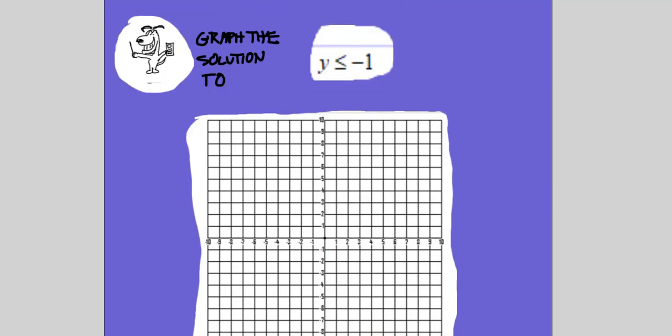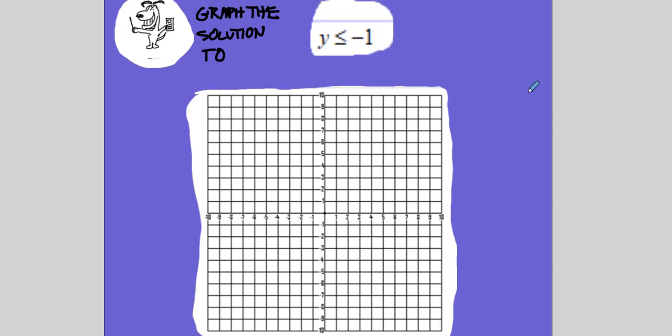Okay, now we have y less than or equal to -1. Less than or equal to is solid. The boundary equation is y equals -1. Remember, that could be written as y equals 0x minus 1, where the y-intercept is -1, slope is 0, it's a horizontal line that's solid.